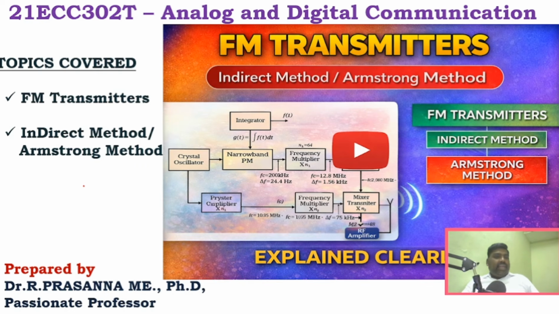And in the indirect method, as I said, we have two different parts. First we have to generate a narrowband FM from the phase modulator, and then we have to convert that narrowband FM into a wideband FM, right? So we have already seen this in FM modulators, that is indirect method of FM modulation, how to generate an FM wave indirectly. It is the same concept, but here we will use different frequency multipliers to transmit that particular signal, and that is why we call it here the indirect method, Armstrong method of FM transmitter, right?